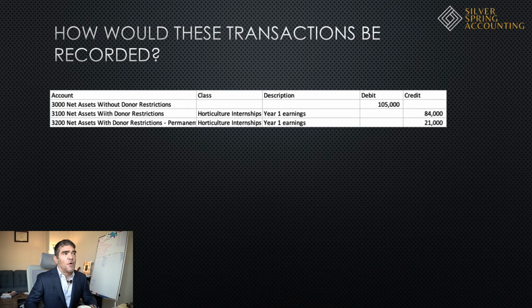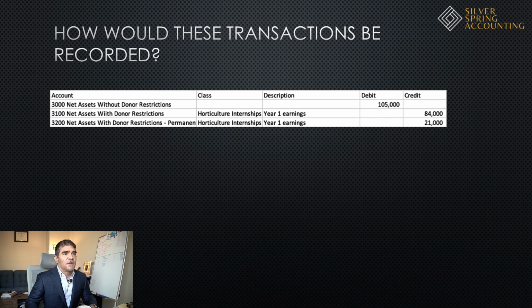Of course, we're going to need to move these out of unrestricted net assets and into restricted net assets, because they are restricted. So first we would have to figure out the 20% of earnings that needs to be permanently restricted, added to the corpus, and reinvested. So we've got that figured out here.